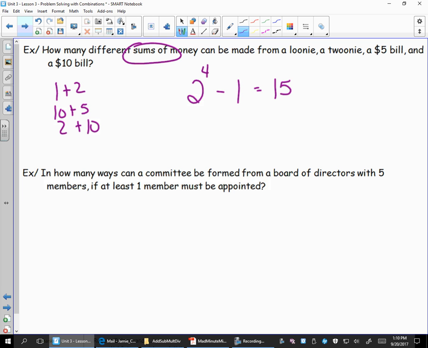And now if you didn't like that, you also could have done, what is 4 choose 1, plus 4 choose 2, plus 4 choose 3, plus 4 choose 4. That'll work out the same way. It's just a lot more math. Yeah, let's look at the next example.